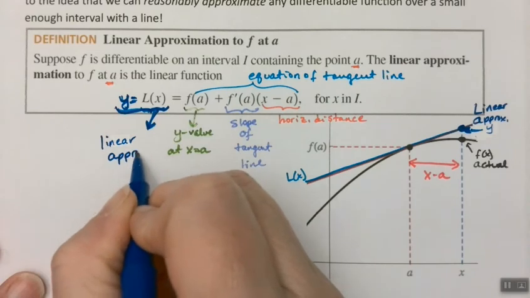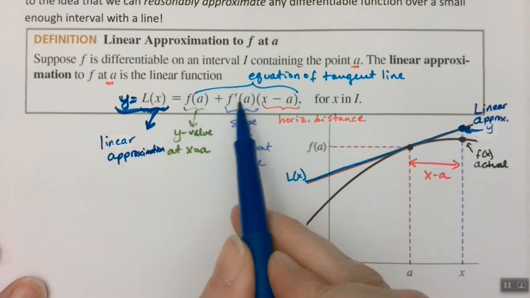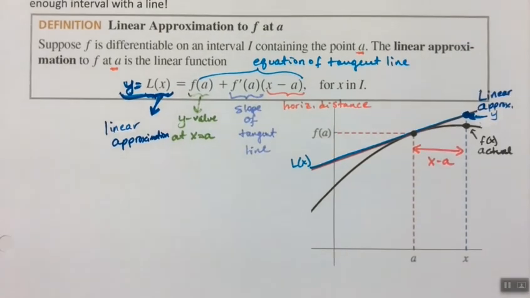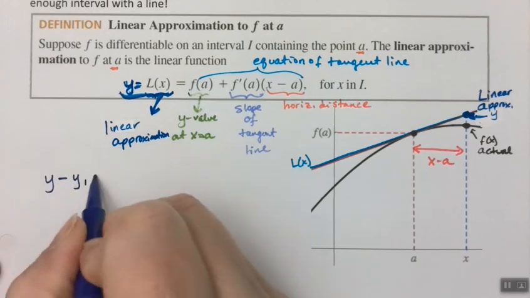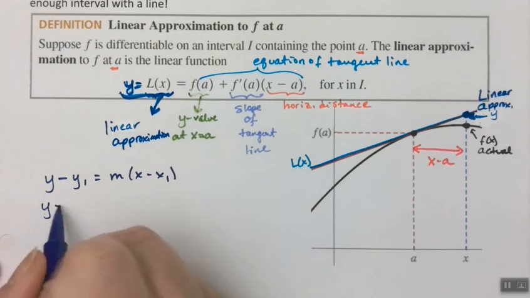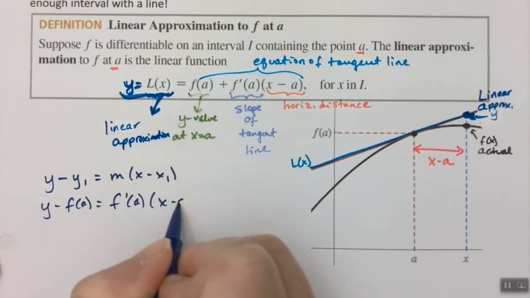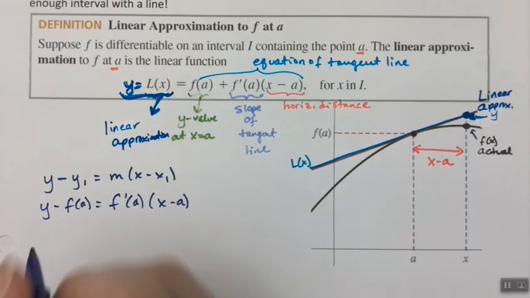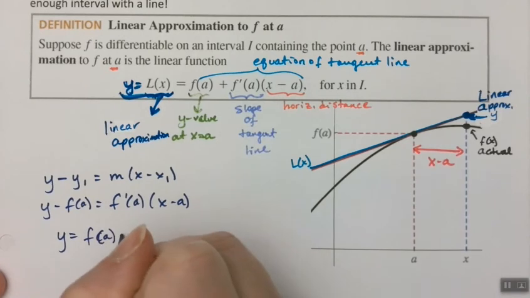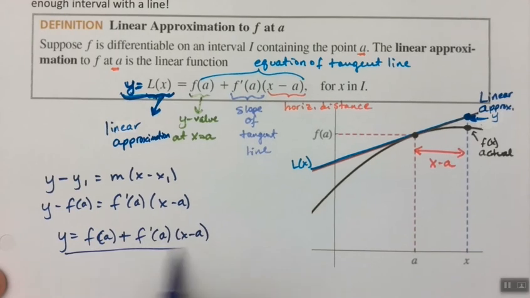And if you're wondering, how would I know the equation of the line? Well, remember, we've already learned this. This is point slope form, right? That's all we're doing. Remember point slope form: y minus y1 equals m times x minus x1. For us, it's y minus f of a equals m, where m is the derivative, times x minus a. That's what we're doing. And then y equals, just add f of a to both sides. So all it is is the equation of a tangent line that we're using.